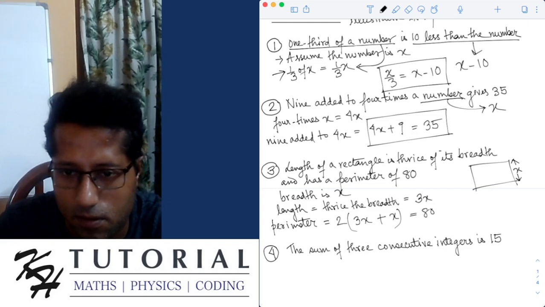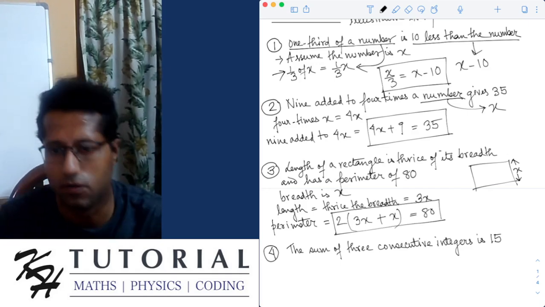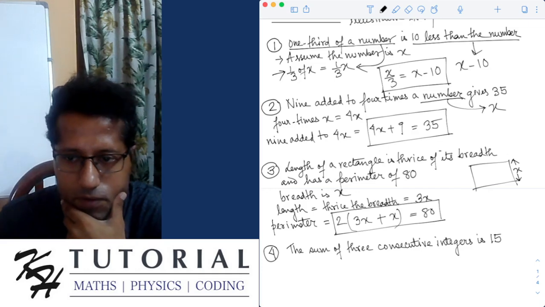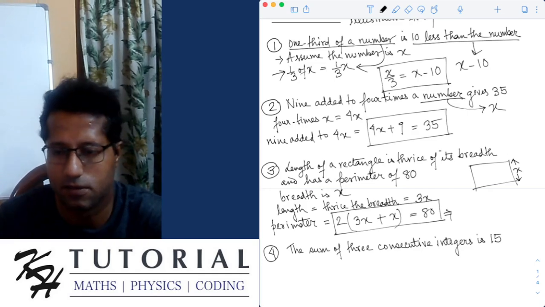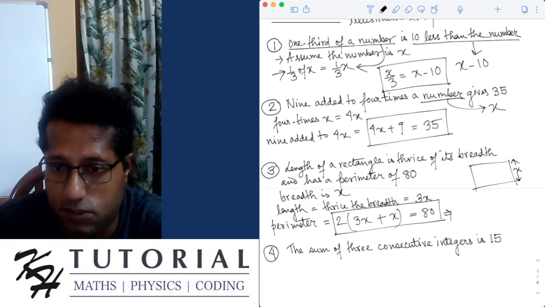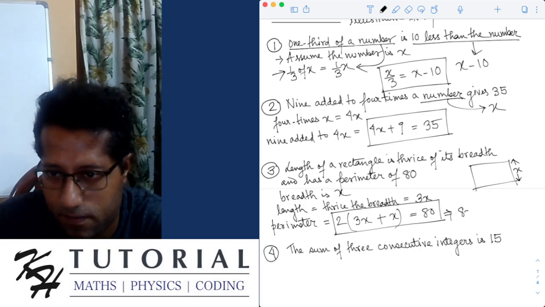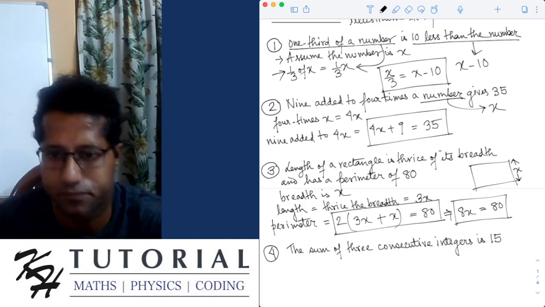So this is the linear equation we have formed. Now we can further simplify it and solve it. That's not the purpose of this video. But we can at least simplify this one more step, and you can say that 2 into 3x plus x is 4x. So 8x equals 80. This is the linear equation that we have formed.